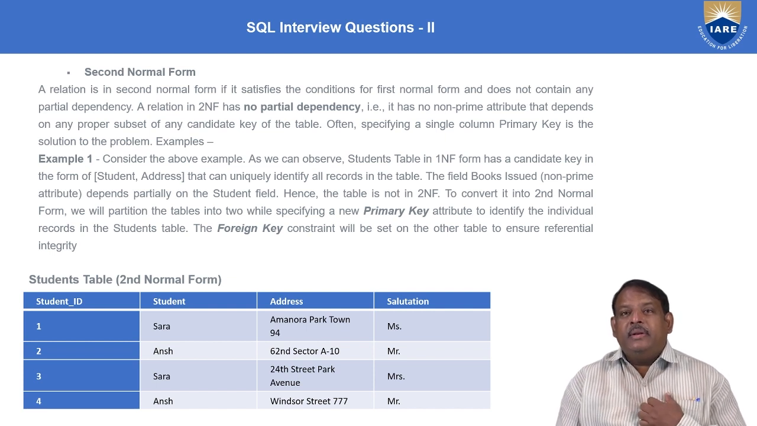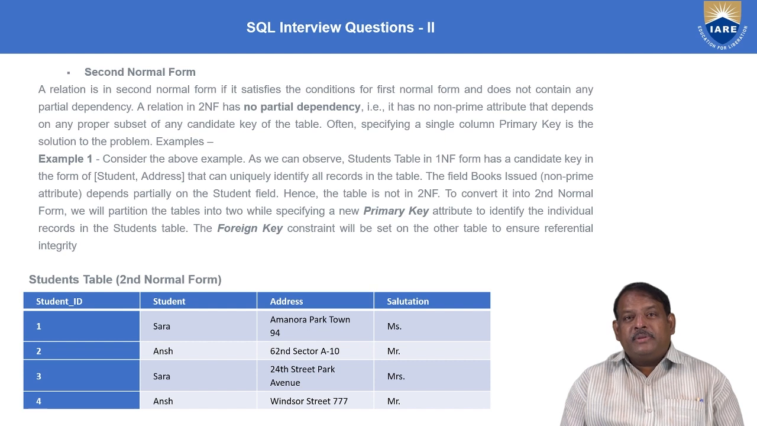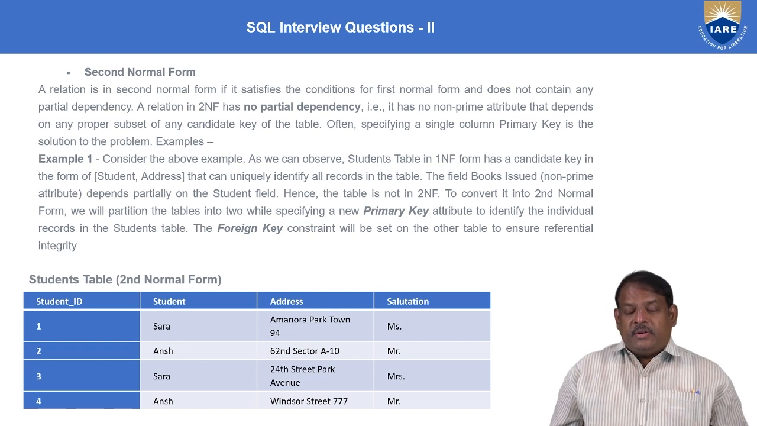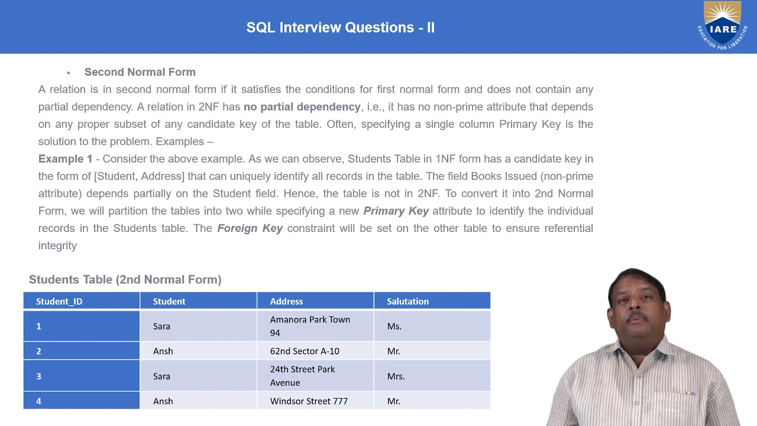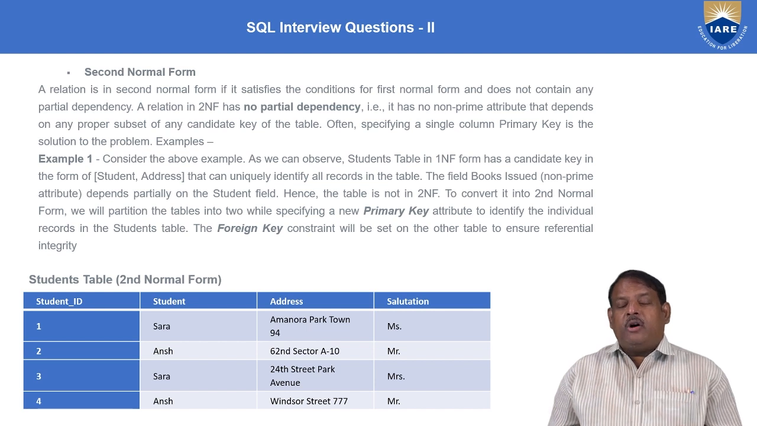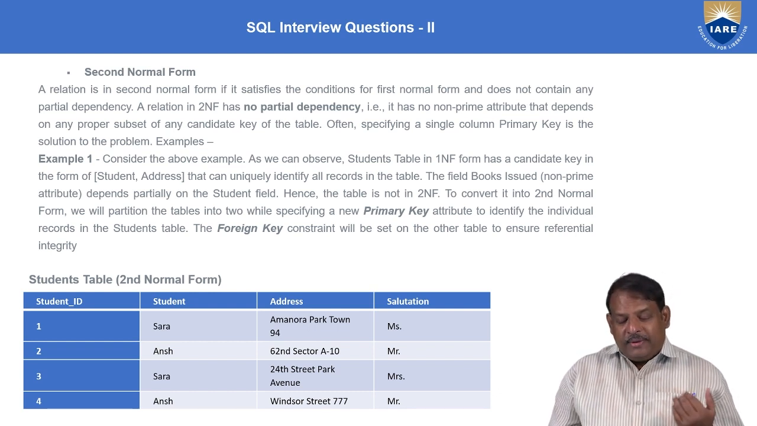For example, it has no non-prime attributes that depend on any proper subset of any candidate key of the table. Often specifying a single column primary key is a solution to the problem. So what is a candidate key? A group of columns identifying the record uniquely. So by making a single column the primary key, we can remove the partial dependencies.